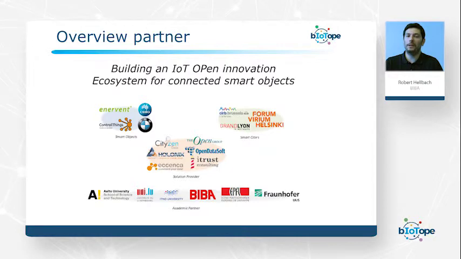bIoTope stands for Building an IoT Open Innovation Ecosystem for Connected Smart Objects. This project has a variety of partners, providing the project with smart objects and smart cities as indicated on top. Furthermore, solution providers in the center support with state-of-the-art technologies on data integration, semantic technologies and big data platforms. Last but not least, on the bottom, academic partners ensure the transfer from research results into real-world environments.